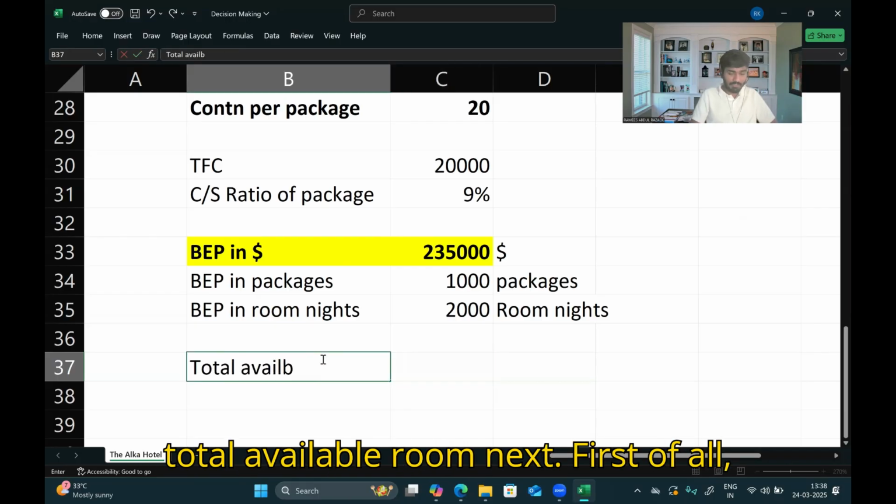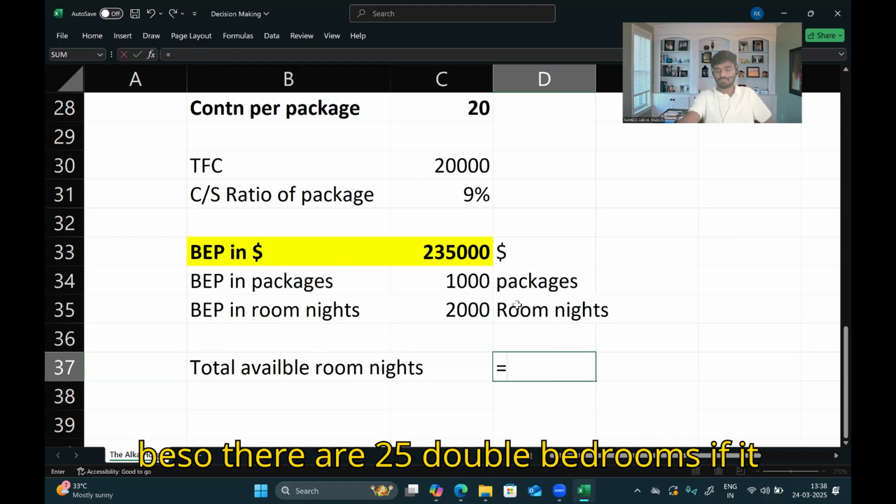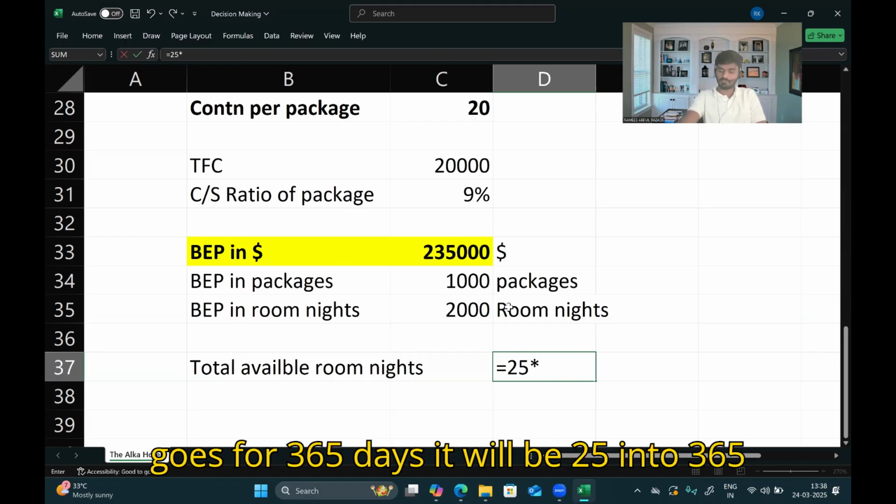First of all, we need to calculate the total available room nights. There are 25 double bedrooms. If it goes for 365 days, it will be 25 into 365.